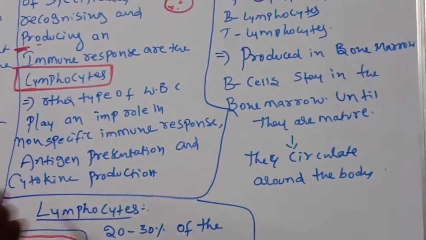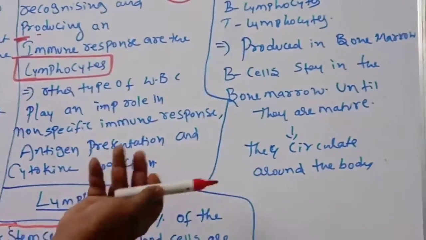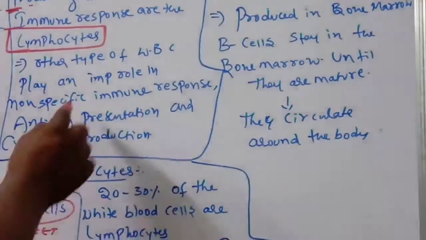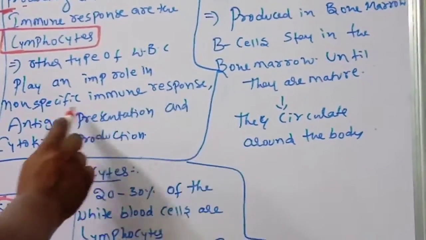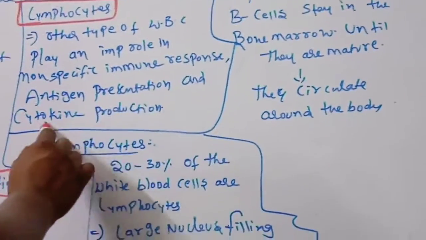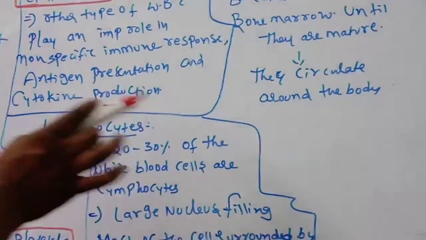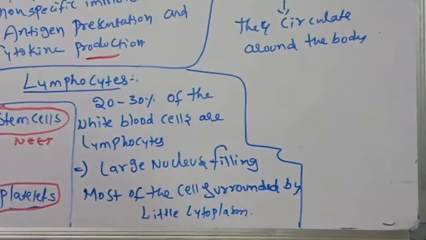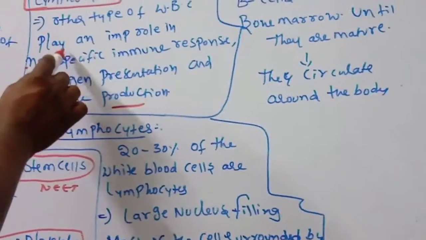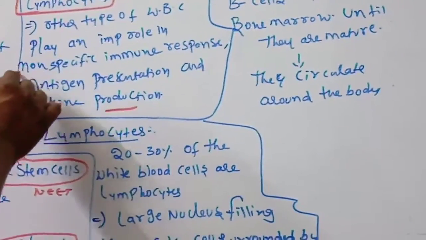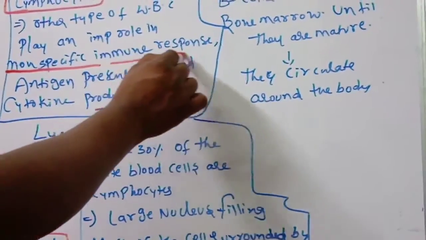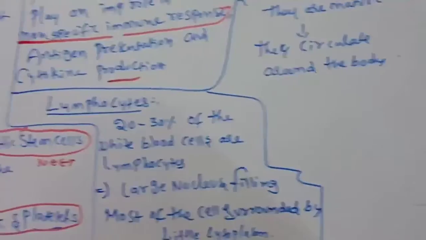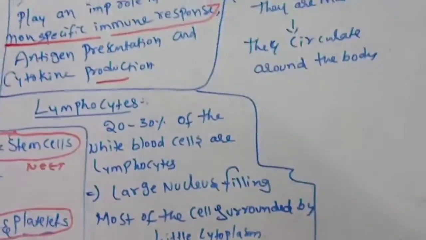So other types of WBC, granulocytes, eosinophils, basophils, neutrophils, monocytes, are there or not? They play an important role in non-specific immune response, antigen presentation and cytokine production. That's it. They don't have a specific function, a specific immune response. Antigen will enter and it will be taken to the other protecting cells.